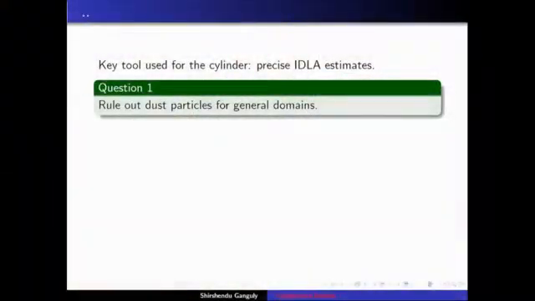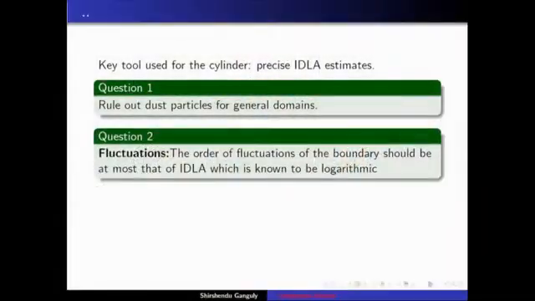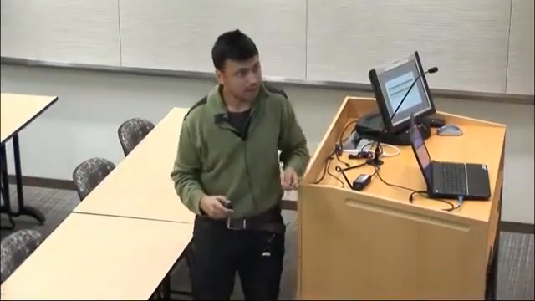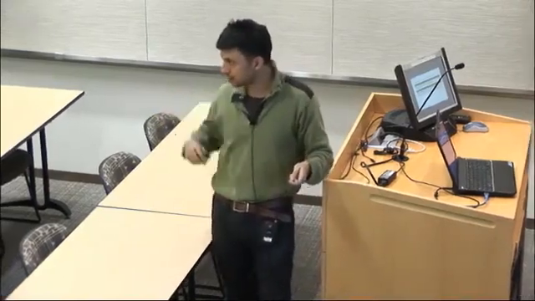So a relevant question in this setting would be to prove such a theorem for the general context: take any general domain and show that even a picture like that is true in this setting. And once you do that, the next question would be to understand the interface better, like people did for IDLA. Once they showed that this was roughly a ball, what was the interface going to be like? Because you have forces from both sides, it's believable that the fluctuation should be even smaller than what happens for IDLA. For IDLA, we know that the fluctuations of the boundary are logarithmic, so it should be at most that much.